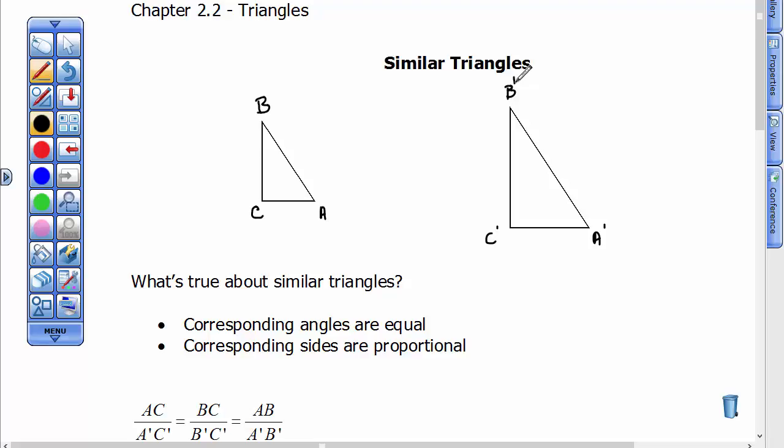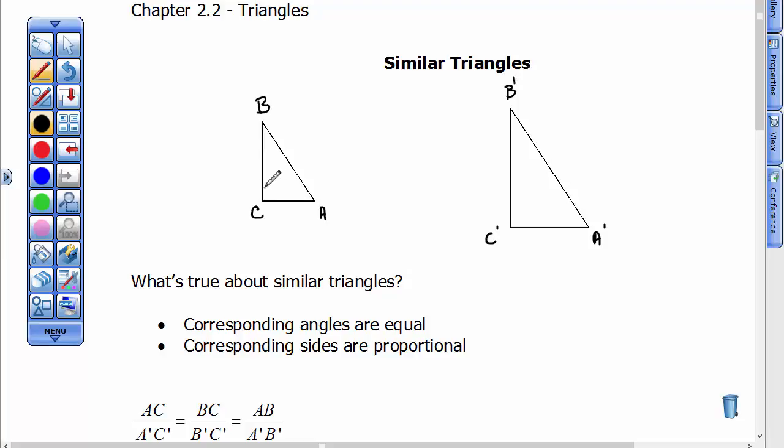To conclude our discussion about triangles, I'd like to share with you a little bit about similar triangles and one of the theorems that we can use and find very useful. What I've drawn here are two similar triangles. In similar triangles, all three angles in the triangles are equal.